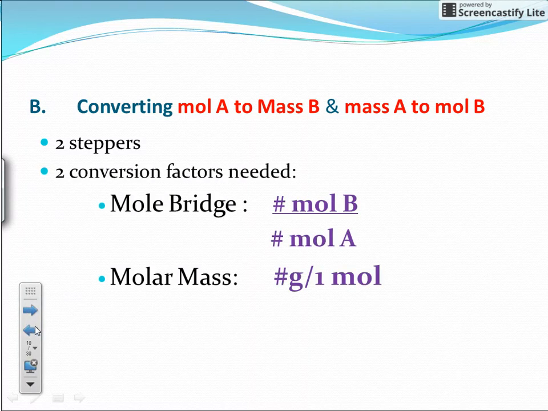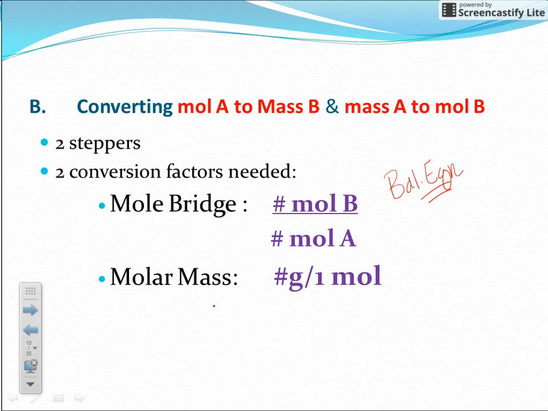And the two conversion factors that you will need are going to be the mole bridge and the molar mass. Remember, the mole bridge comes from the balanced equation. Also remember that the numbers for the mole bridge are counting numbers, so they have unlimited significant figures. One thing that will always be a trend you see with your mole bridge is that moles of A are always going to be on bottom. That's moles of what you're trying to get rid of. And moles of B will always be on top in your mole bridge conversion factor.